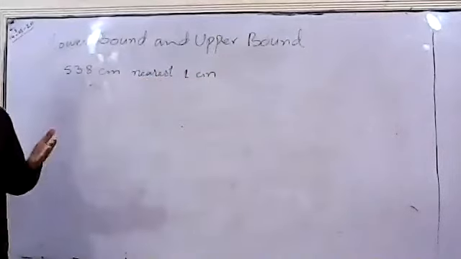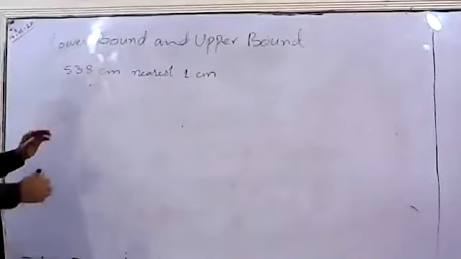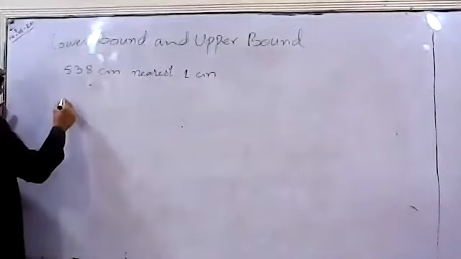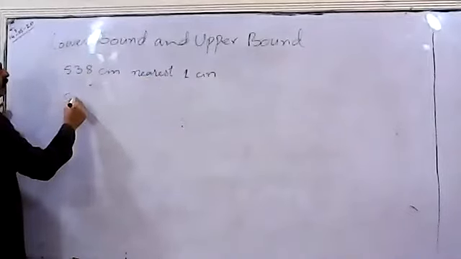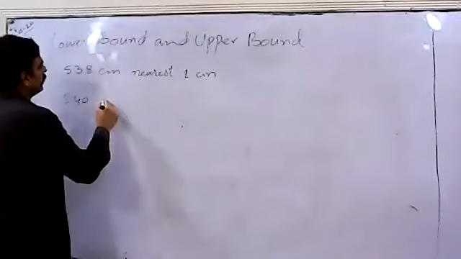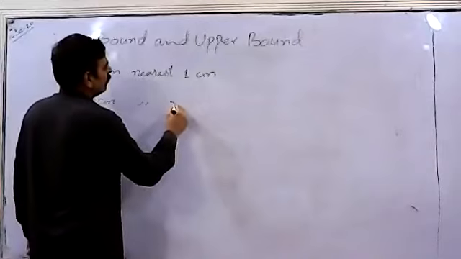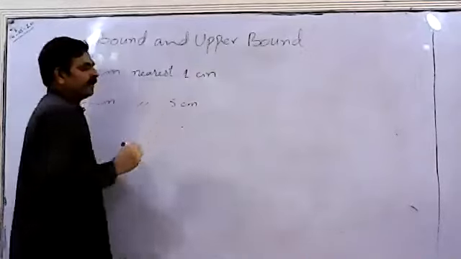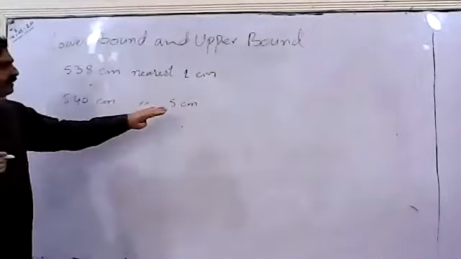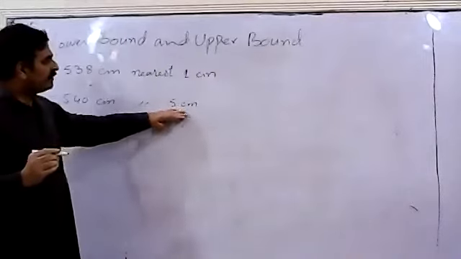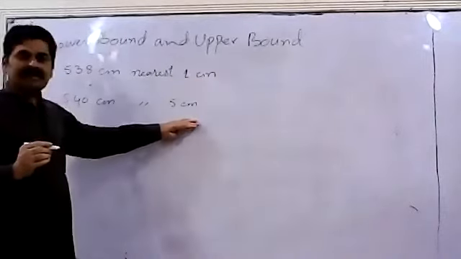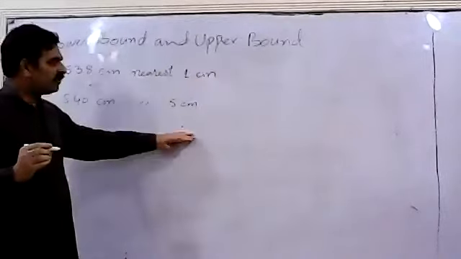If 1 is written, it's okay. Otherwise, it's 1 centimeter. If it's written 540, nearest 5 centimeter, this nearest is a very important point. It may be 5 centimeter, 1 centimeter, maybe 10 centimeter, maybe 100 centimeter.